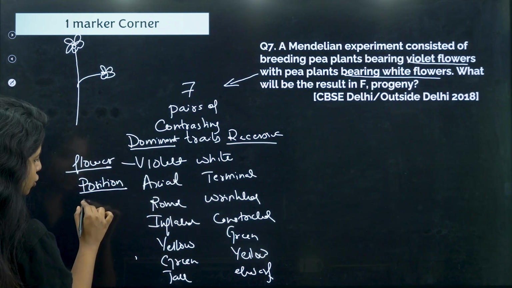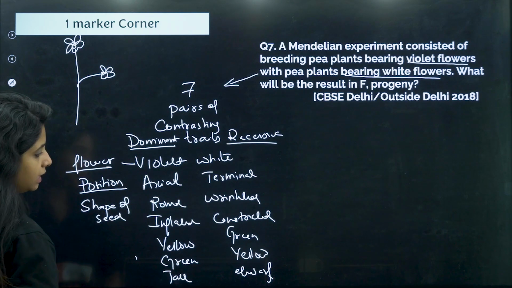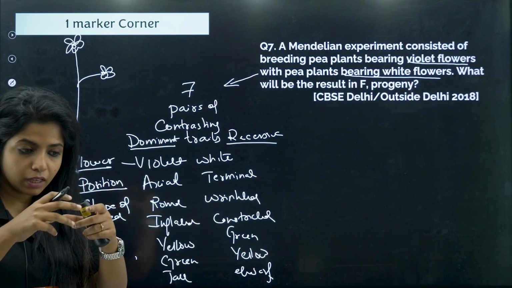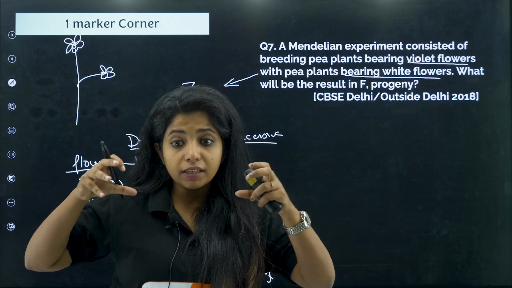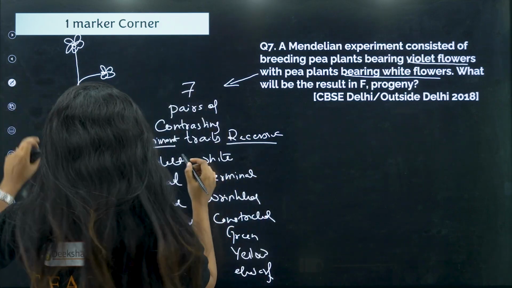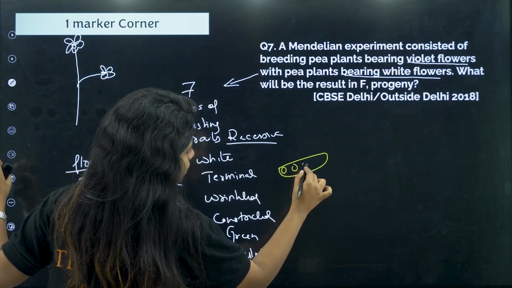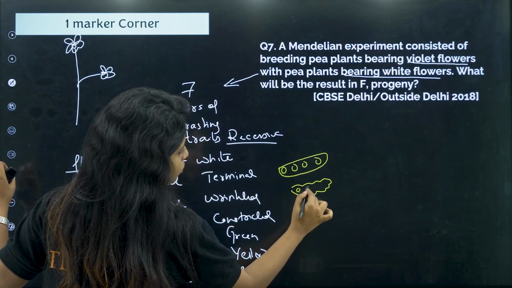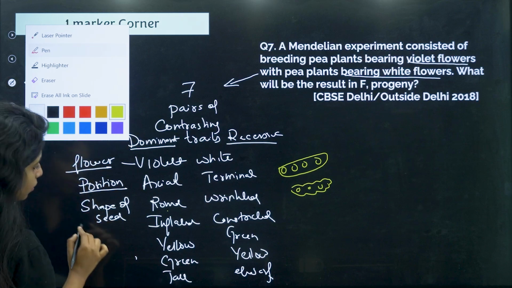Now round, this is the shape of the seed. Now inflated and constricted, as in a pea pod. If it is inflated, it has air in it, that means it is dominant. Constricted as in it is very dry. It looks like this. If it is like this, it is inflated. If it is like this, it is constricted. So the inflated one is the dominant one.